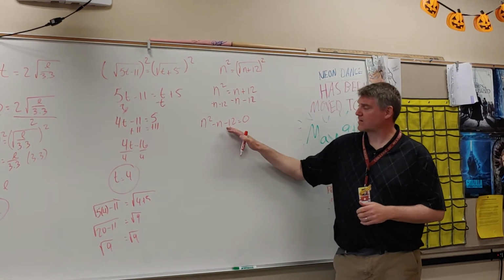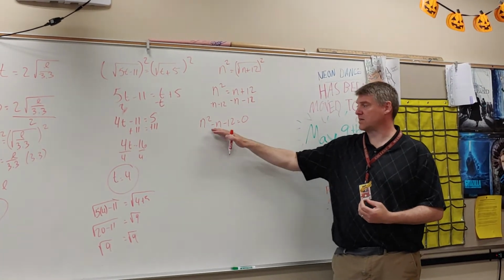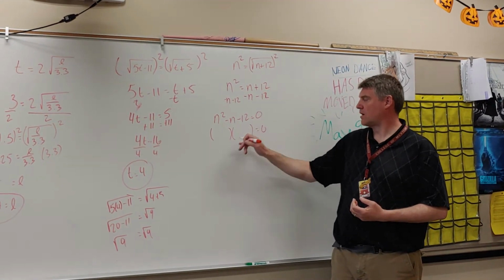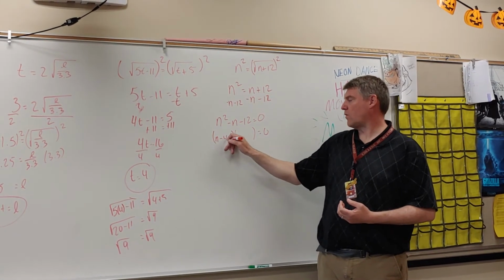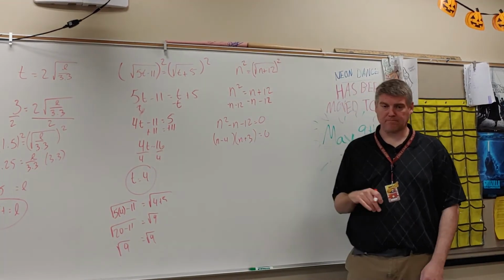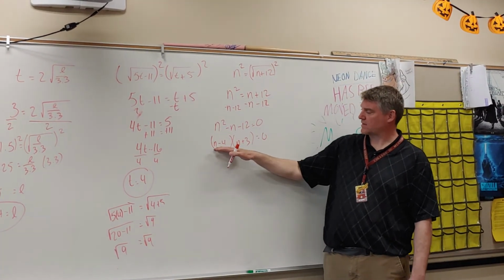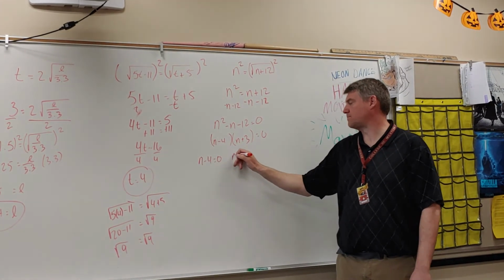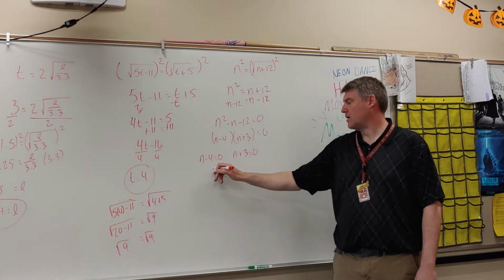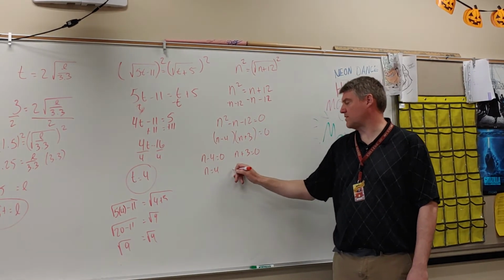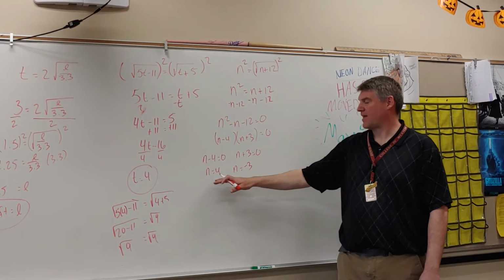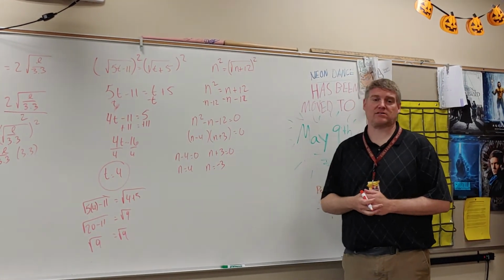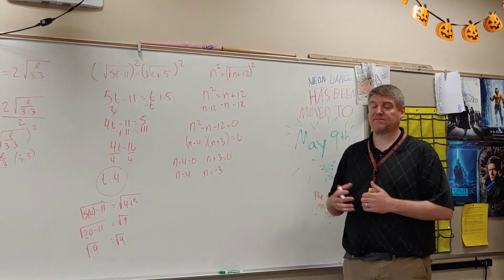So I'm going to look at the factors of 12 that subtract to give me negative 1. Well, the factors of 12 that subtract to give me negative 1 are negative 4 and positive 3. Now we have to look at what makes this 0. So I'm going to set each of these equal to 0 and solve. So this gives me n equals 4, and this gives me n equals negative 3. Now I ended up with two answers. I might have two answers that actually satisfy this, but I have to test them.